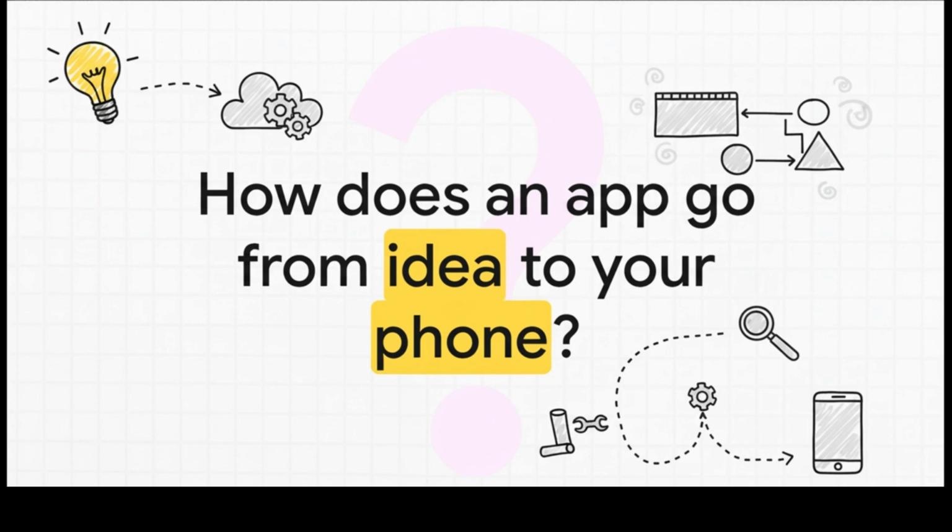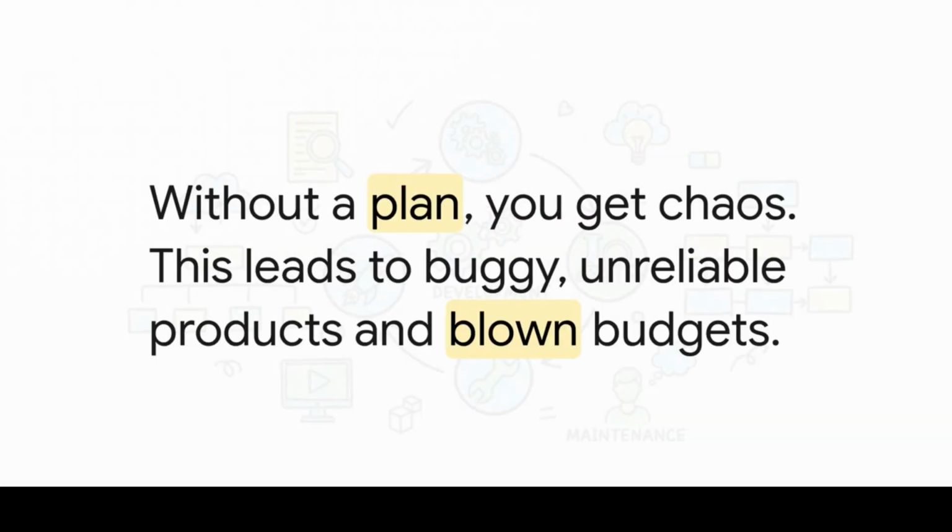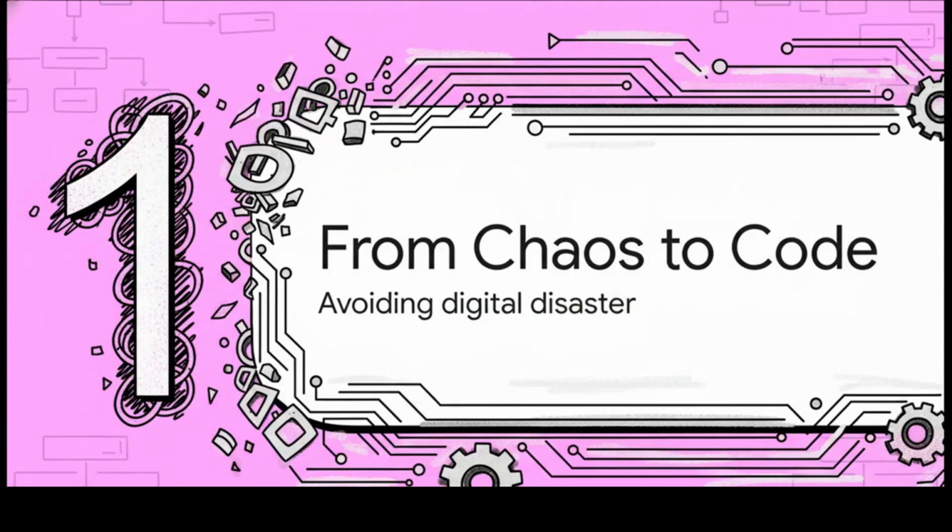But here's the thing. There's a super structured, really intentional process that separates successful software from digital dust. It's not just about some brilliant coder working away in a dark room. Because without a plan, you get exactly that, total chaos. Just imagine teams stepping all over each other's toes, features that just don't work, deadlines flying by, and budgets getting completely blown. It's a frustrating mess, and it always leads to buggy, unreliable products.